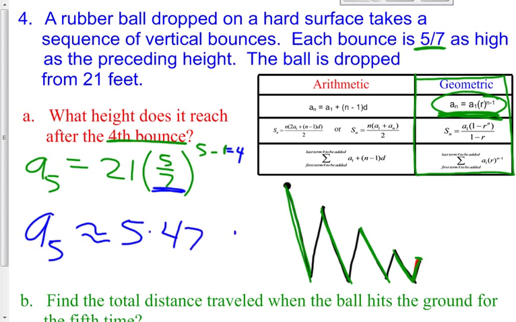5.47 feet. And hopefully these problems will somewhat make sense to you. It's going to hit the ground, and then it's going to pop back up, and it's not going to be the same height. It's going to lose a little bit each and every time. So hopefully that 5.47 makes sense to you. You should never get something above 21 feet because that's just breaking the laws of gravity. It's never going to happen.